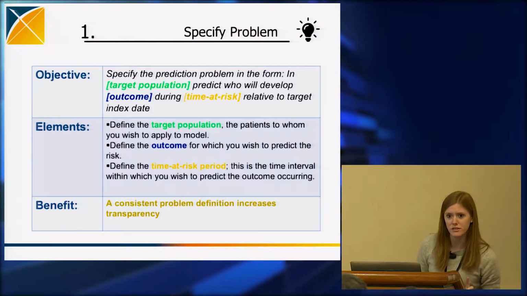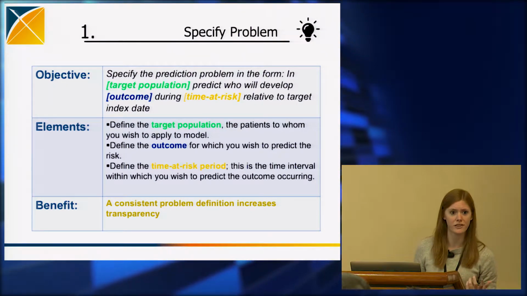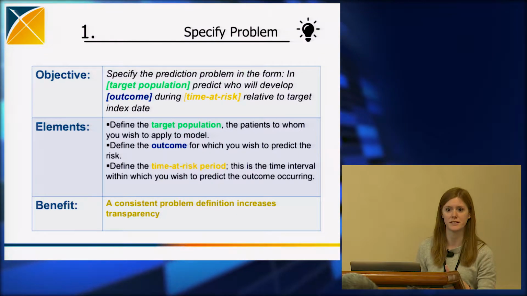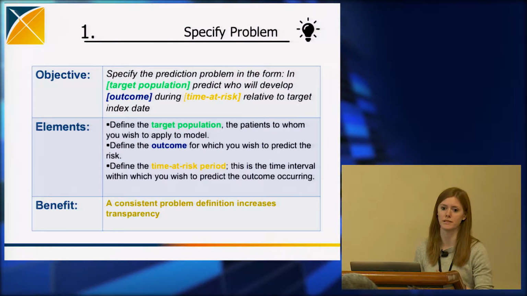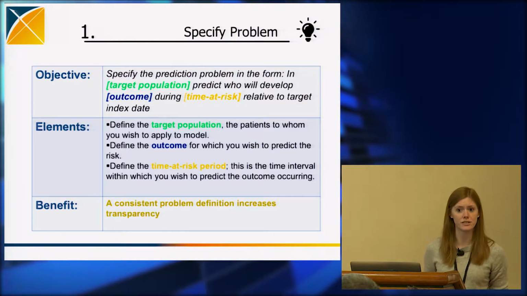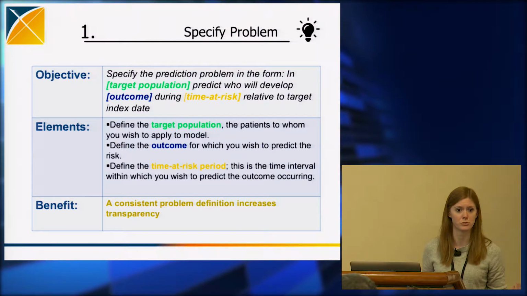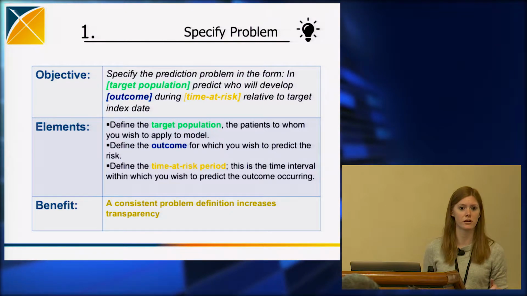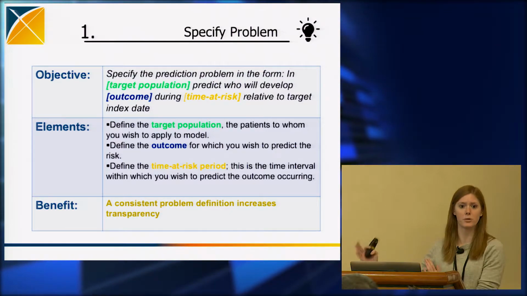Now, there's been a few questions about the T0. The way I think of it is T0 is if you're implementing this model, what point in time would you be implementing this model? So would it be when someone comes to the doctor and they have a certain condition? Would it be when they come to the doctor for some annual checkup? That's your T0. And then your time at risk is going to be some point in the future relative to that time 0.